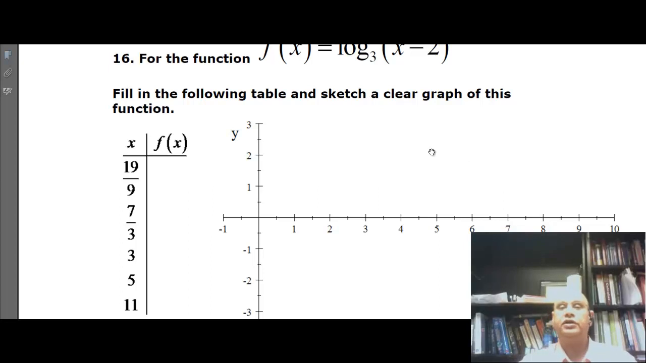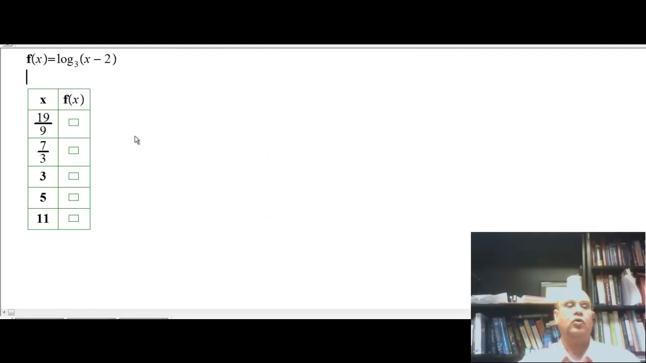Okay, so in this case, first we have to fill in this table for this function. The function is log of x minus 2 to the base 3. So let's quickly recall what we mean by log with base 3.